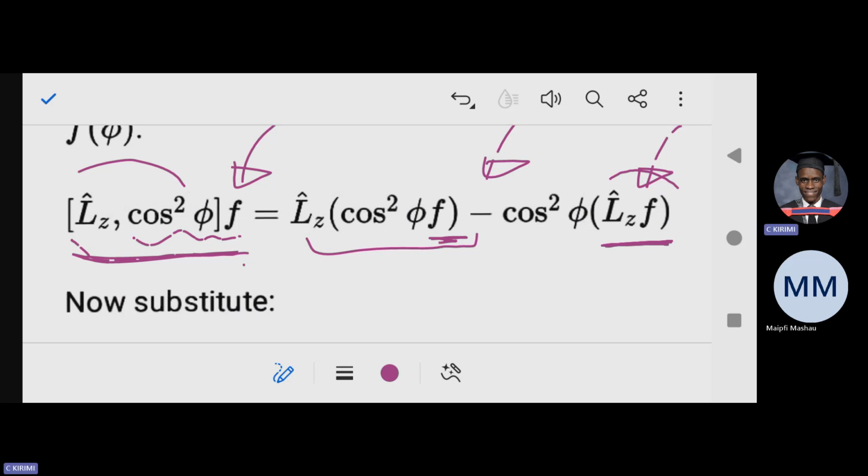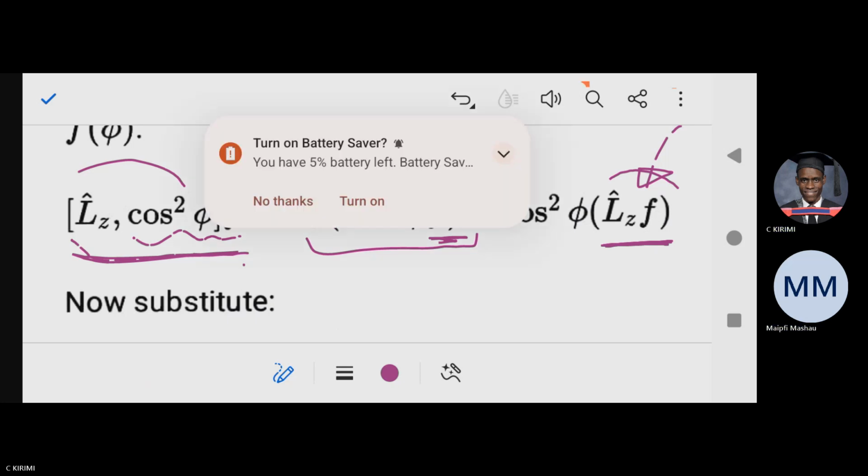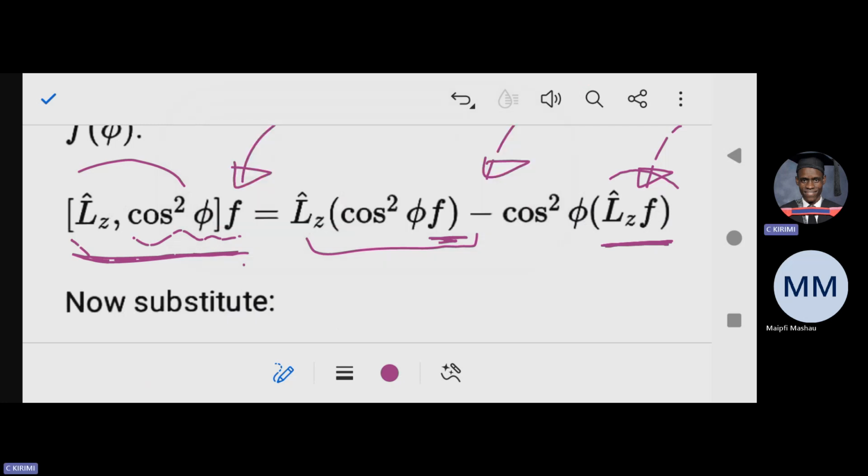Now we get... I don't know why my phone charger is not charging. We're having a problem. I guess the phone wants to go. Right, yeah, I can see it's popping up. All right. So that's where we are now. The phone is freezing. Right.